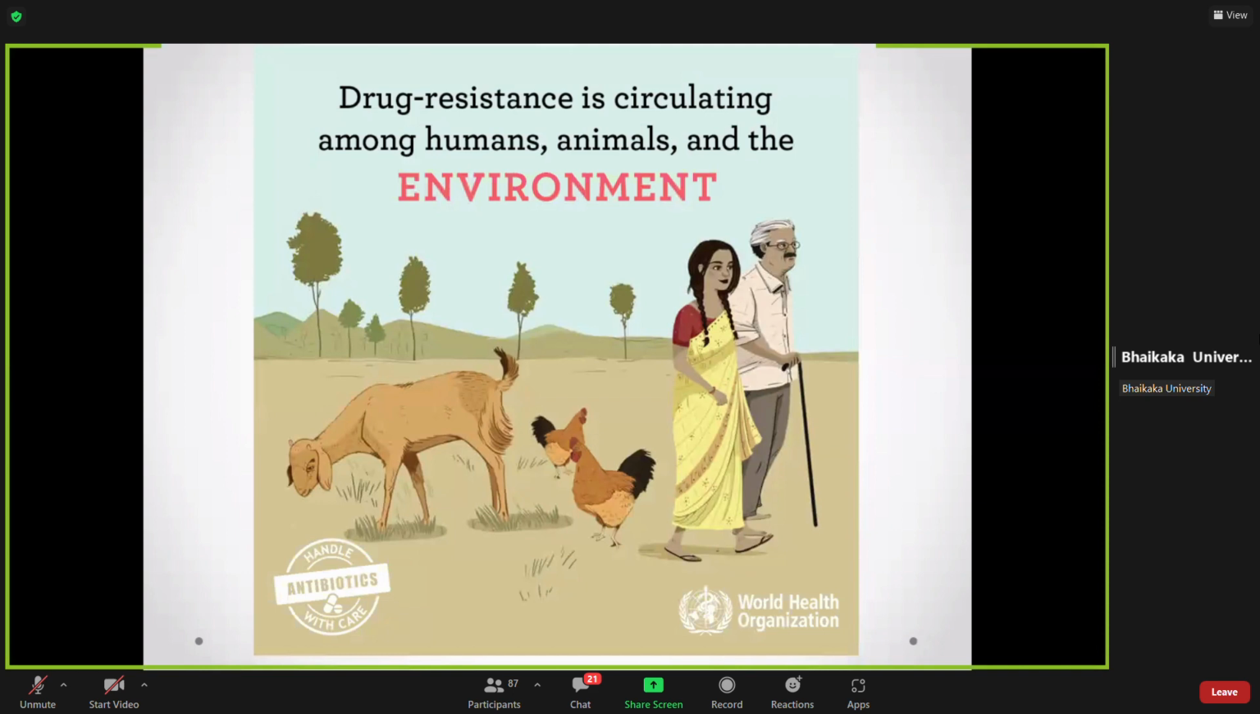Where does drug resistance basically start? Drug resistance is circulating amongst humans, animals, and the environment. Unjudicious, uncontrolled, irrational use of antibiotics has led us to this situation, where animal feed is being treated with antibiotics. That was a very old practice. Then there is irrational use of antibiotics in humans for a very small illness.